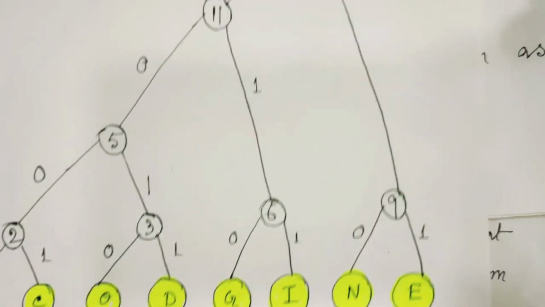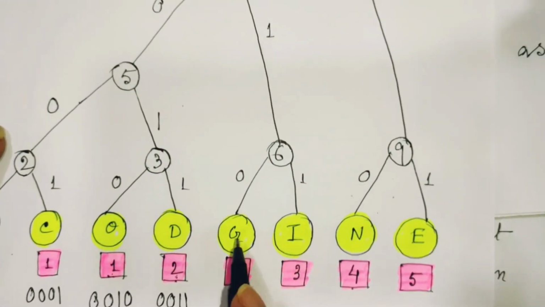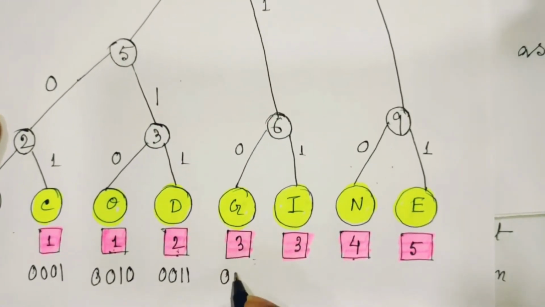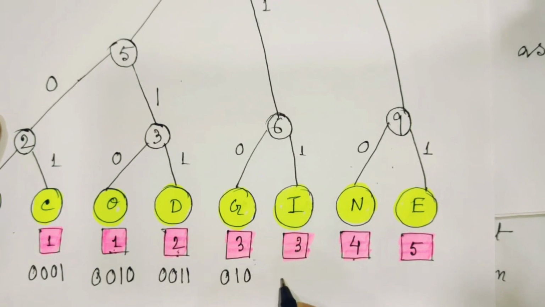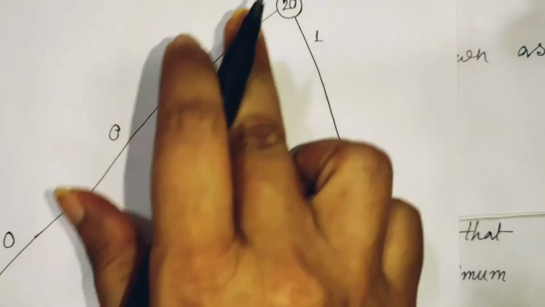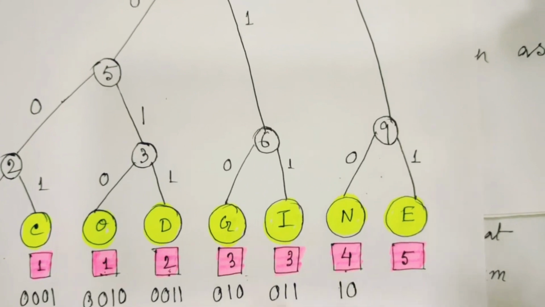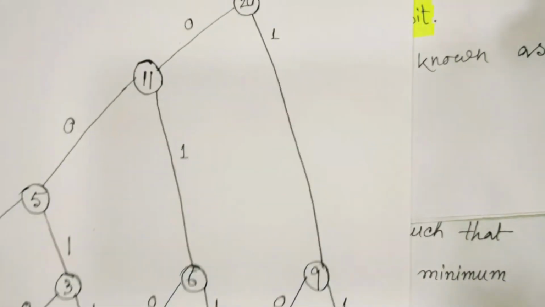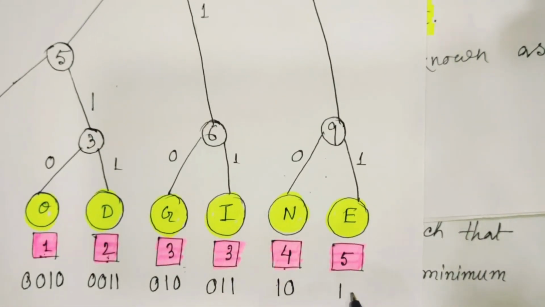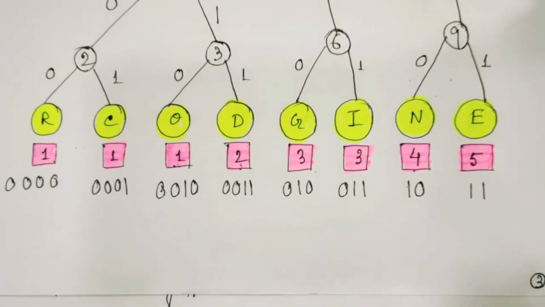Now for G it should be 0, then it is 1, then it is 0. So it is 0, 1, 0, and for I similarly it is 0, 1, 1, and for N it is directly 1 and 0. So it is 1 and 0, and for E it is 1 and 1. So just look, we shall find out the prefix code for all those data.